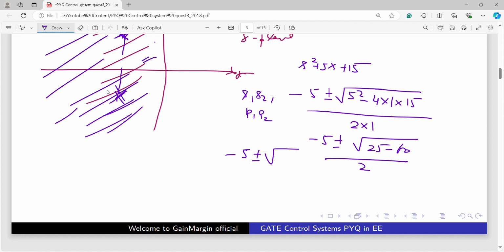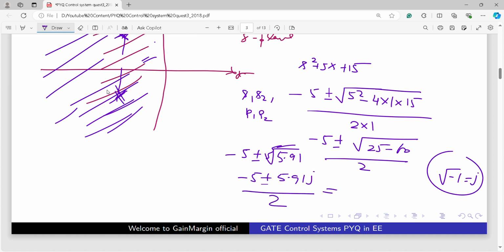So it is coming out 60 minus 25, so it's coming out 5.91. Okay, the value is 5.9, this is root 35 minus root 35. So for this, under root minus 1, this is the imaginary part j, by 2. So as we know, these are our roots here.